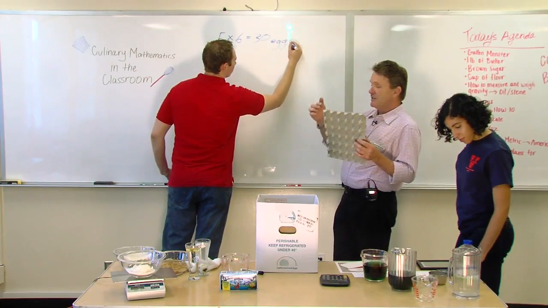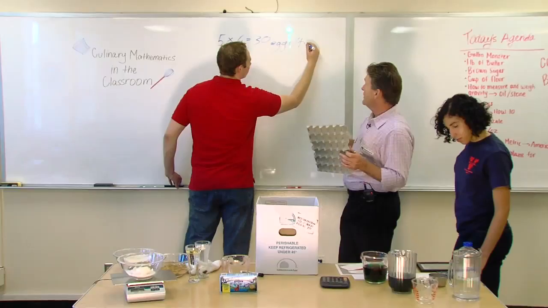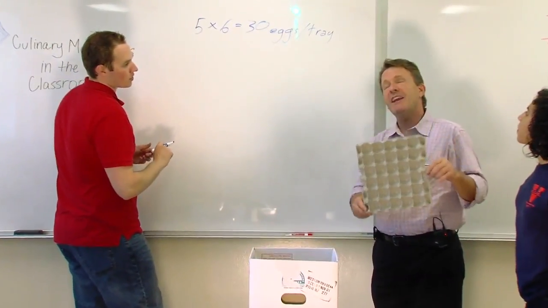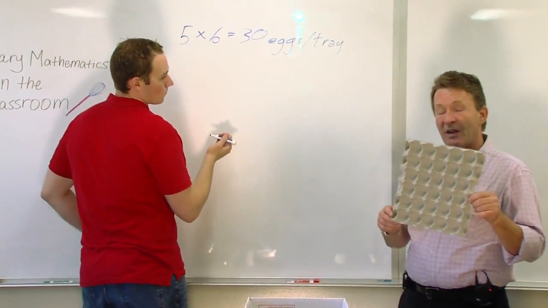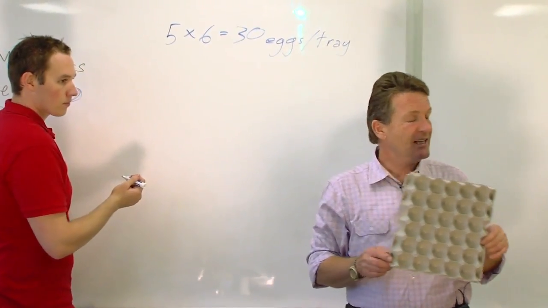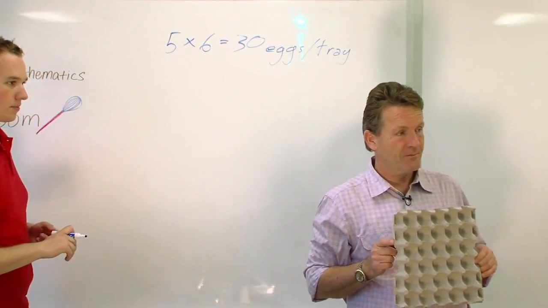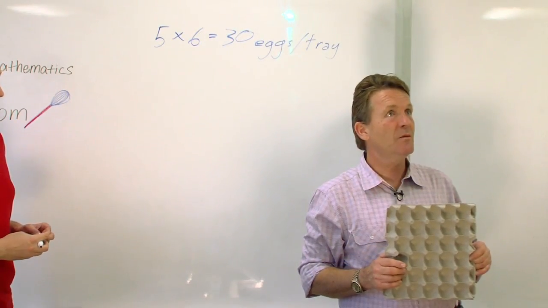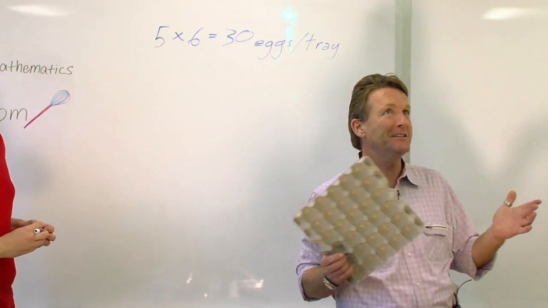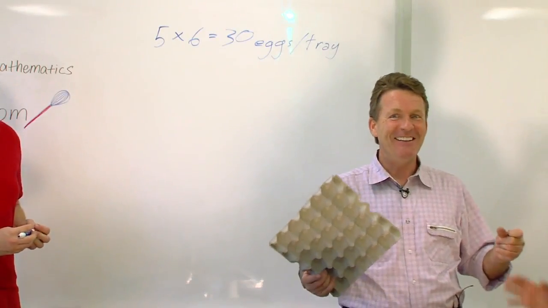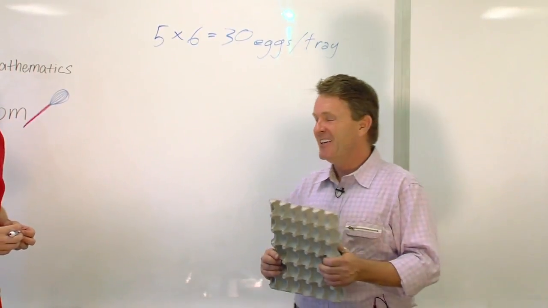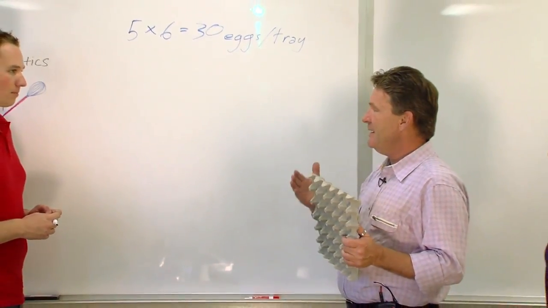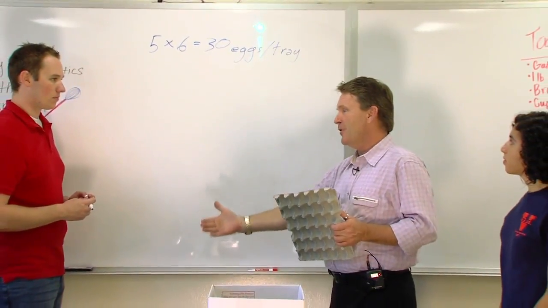So we know that there's 5 times 6 eggs on a tray, which equals 30 eggs on each tray. Now, how many eggs are in a dozen? A dozen is 12 eggs. Okay, so we know a dozen is 12, and I have 30. So how many dozen is 30 eggs?